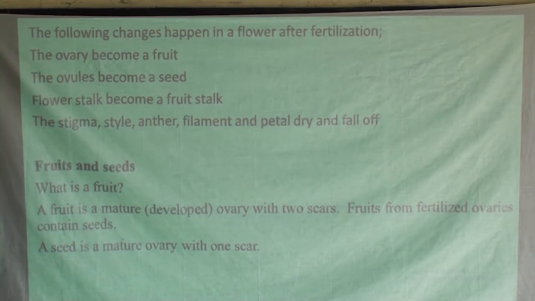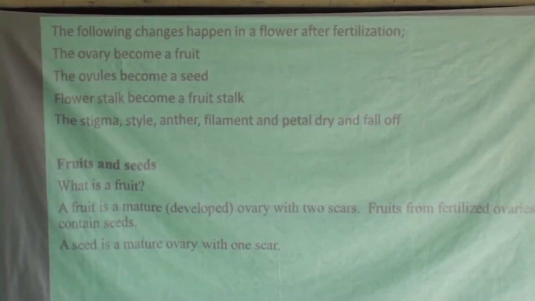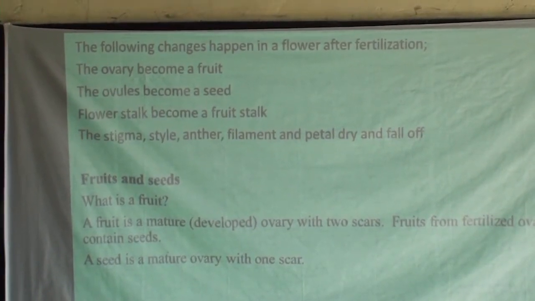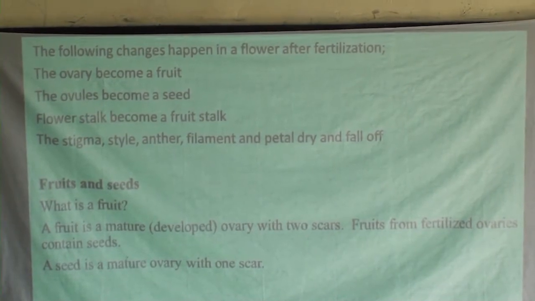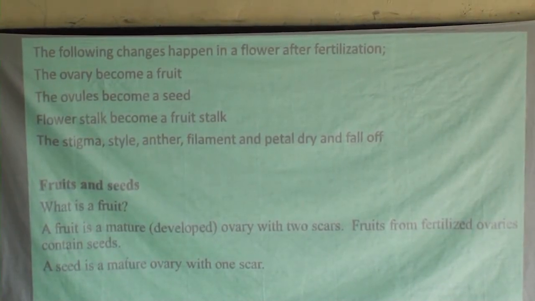So we shall go ahead and look at a fruit and a seed, okay? You can get a fruit and look at the point of entry, the style scar, and then down, the stalk scar. Those are two scars. When you get a seed, like a bean seed, you'll find one scar. When you get fruits like pineapples, mango fruits, orange fruits, you'll see there are two scars, the style scar and the stalk scar.